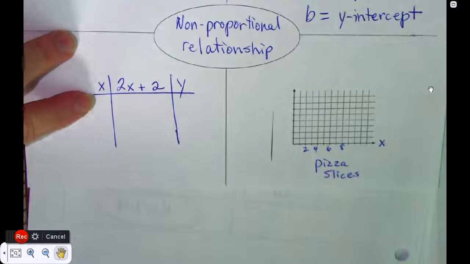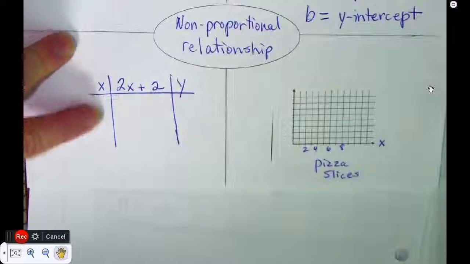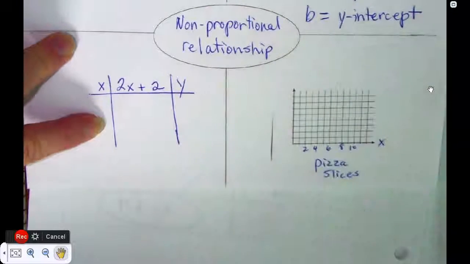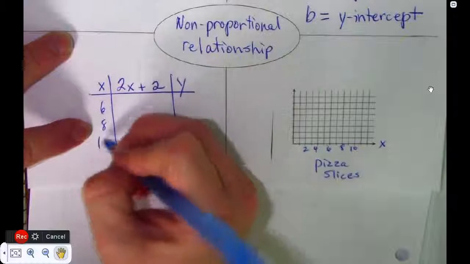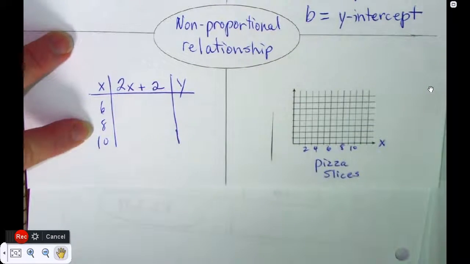All right, so let's put some numbers over here. We could even do 10. So what do y'all pick, 3 of those numbers? 6, 8, 10. That sounds good to me.